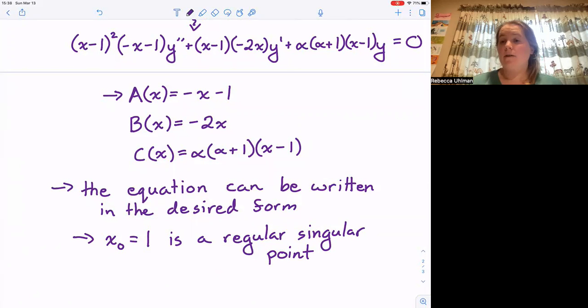So this is just regular singular points in general. We will be focusing then on how we can go about finding the solution near a regular singular point instead of near an ordinary point as we did previously.